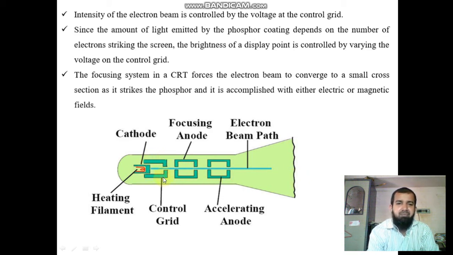The focusing system in a CRT forces the electron beam to converge to a small cross section as it strikes the phosphor, and it is accomplished with either electric or magnetic fields. This is the phosphor.